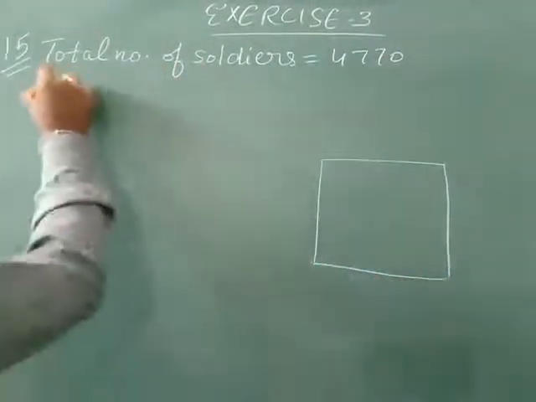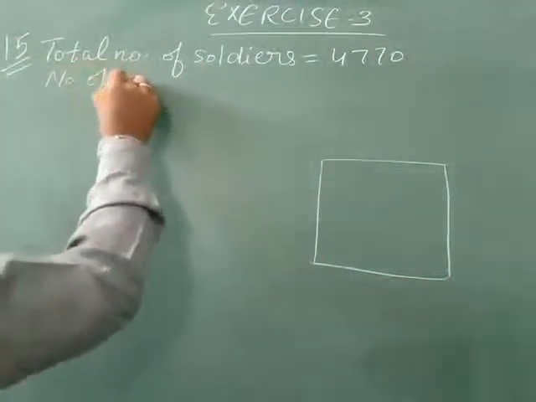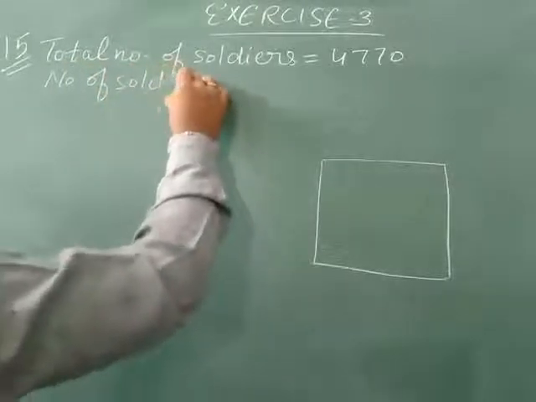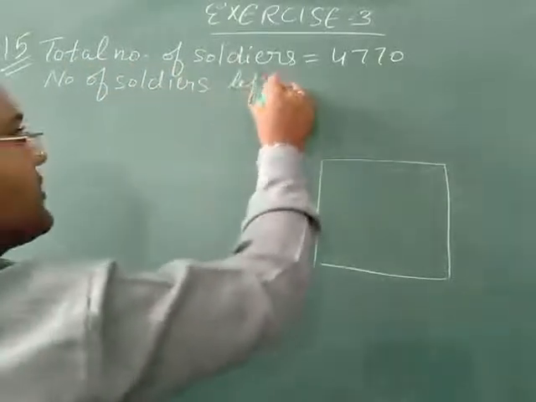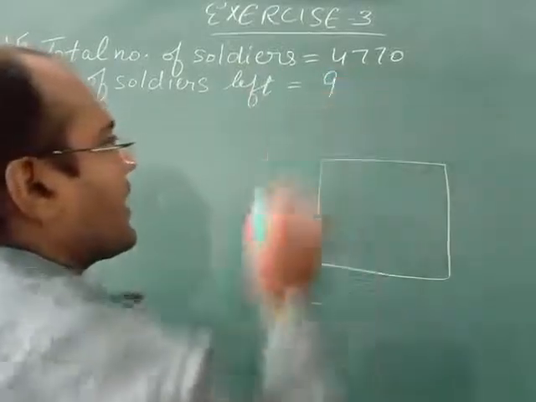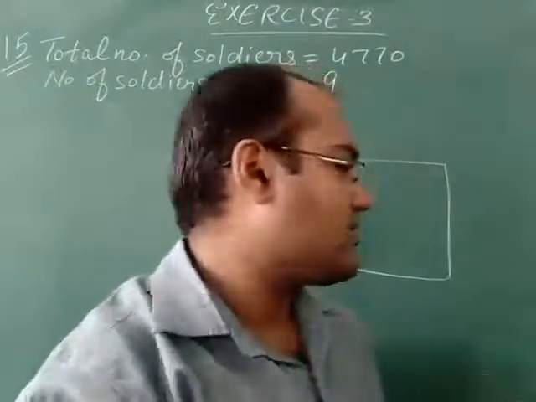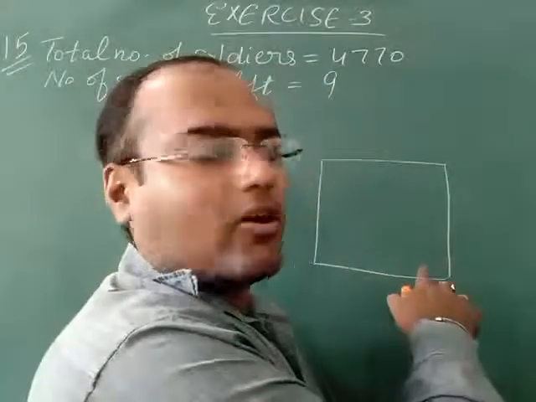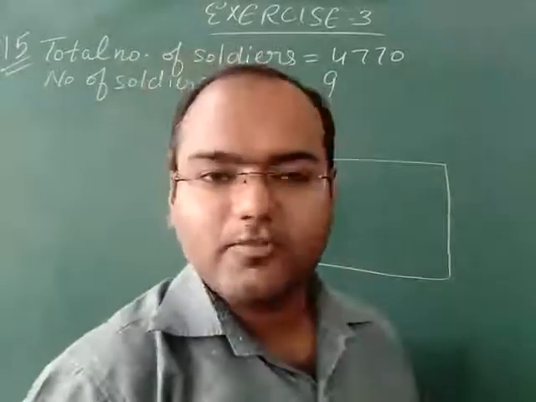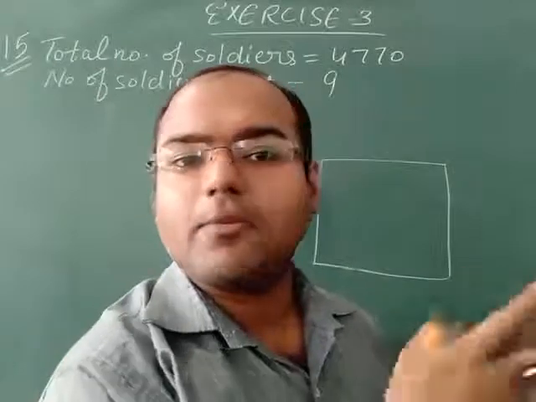So first of all you have to write: number of soldiers left is equal to 9. Out of 4,770, 9 soldiers did not come in this square arrangement. वो कहाँ थे? Square arrangement के बाहर थे.